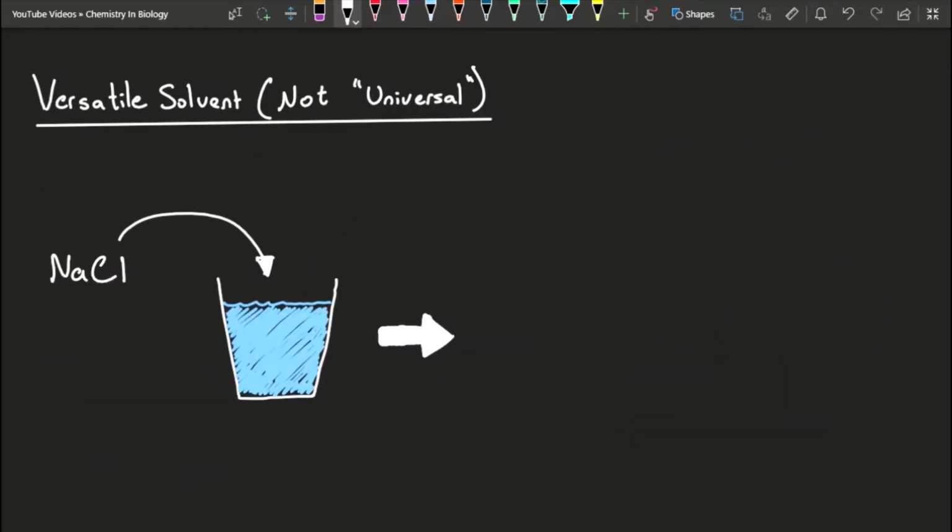Finally, the fourth property of water is that it is a versatile solvent. Note that it is not a universal solvent. The main reason why water is such a versatile solvent is due to its polarity. Its polarity allows it to form aqueous solutions. The different regions of a polar water molecule can interact with other ionic or polar compounds or solutes. Through this interaction, the water molecules are able to dissolve the solutes through the use of hydration shells.